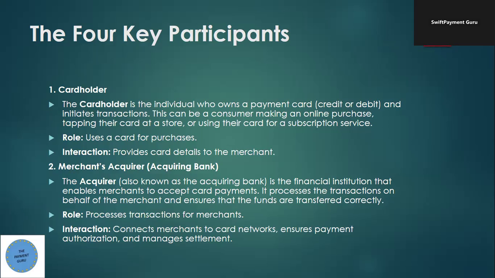The role of the cardholder is to use a card for purchases, to buy or tap or make an online payment. In terms of interaction, the cardholder provides card details to the merchant. You tap it, you provide the details to the merchant. When you make an online payment, you provide your card details: CVV, expiry date, cardholder name, and the card number. And then you get an OTP. So basically, the cardholder provides the card details to the merchant.